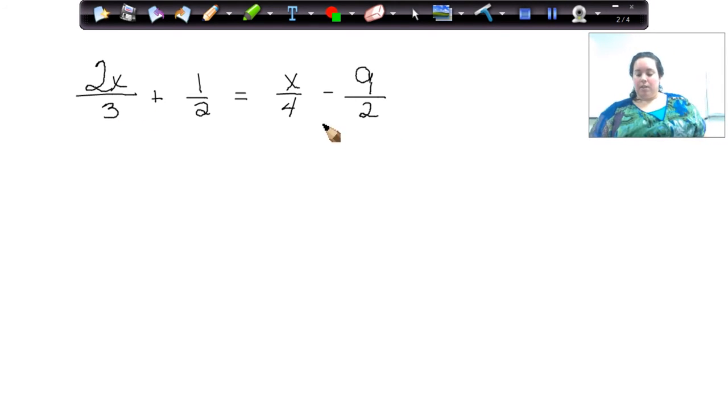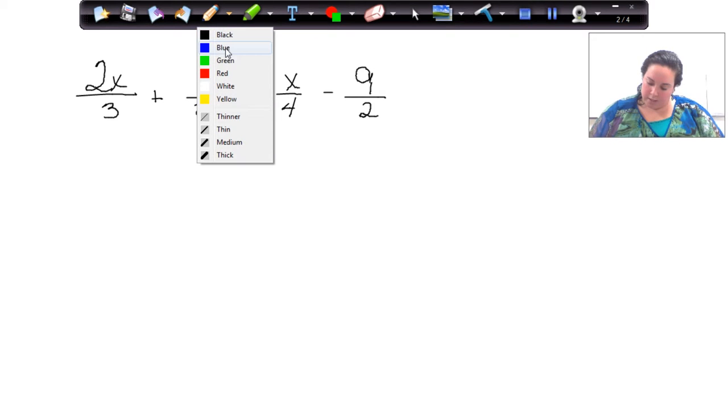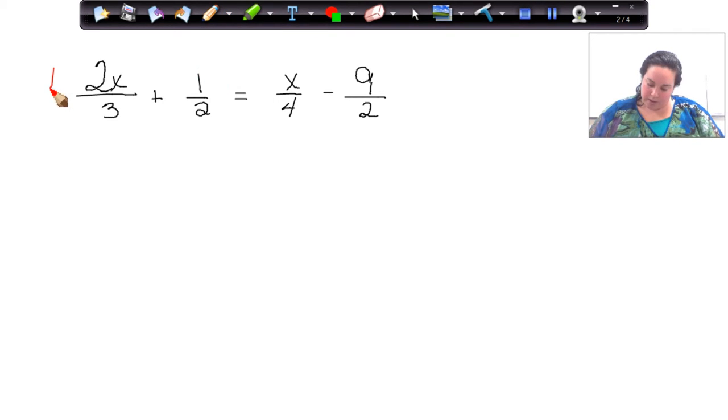The way we can get rid of these denominators is to find the least common denominator and multiply by it. So we have 3, 2, 4, and 2 as our denominators. The least common denominator is going to be 12. So if we multiply by 12 on both sides, we're going to have 12 times this, 12 times this, 12 times this one, and 12 times this one.